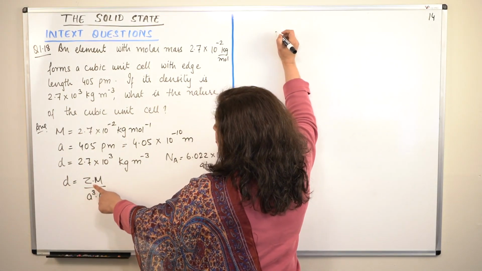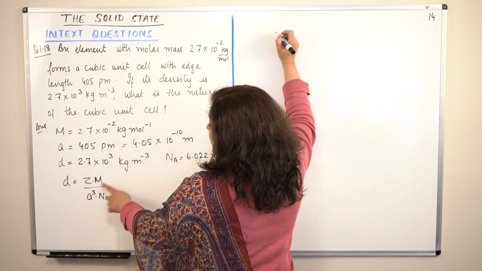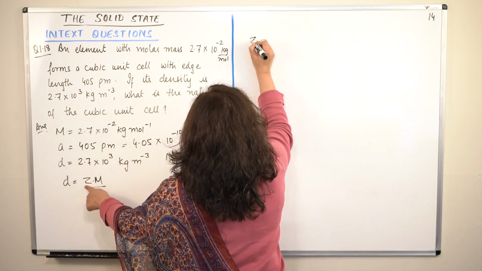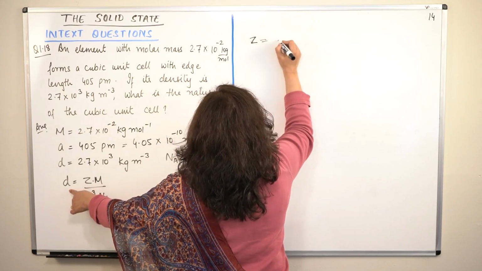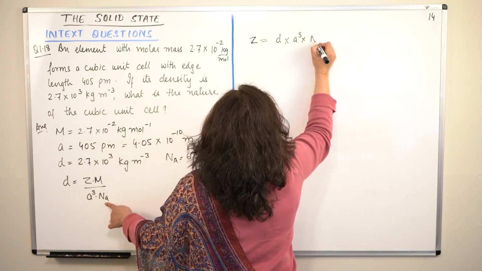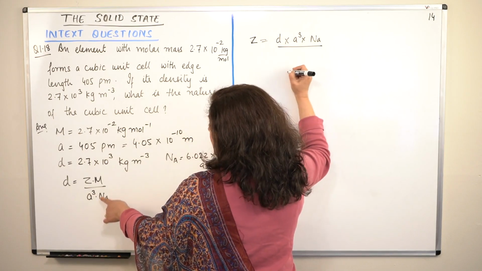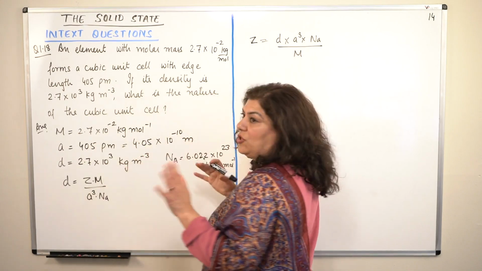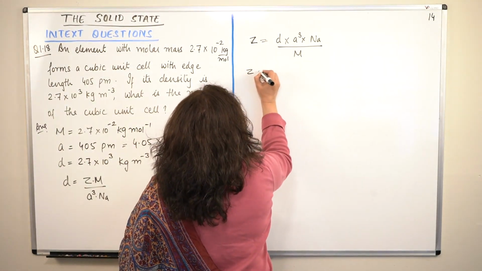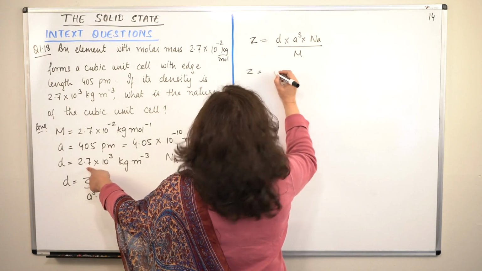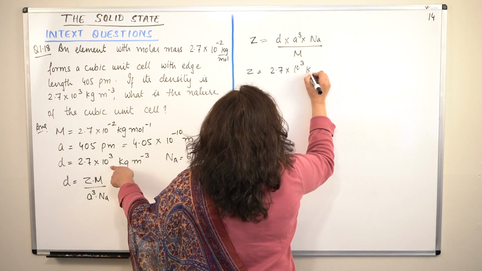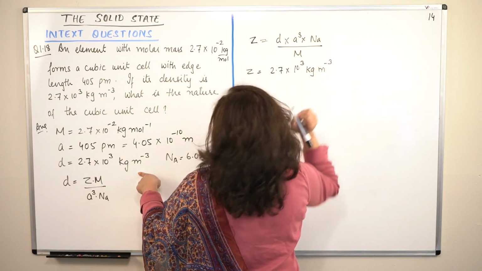So now if D is equal to Z M over A cube Na, then Z would be equal to D into A cube into Na upon M. We are just cross multiplying so that we get the value of Z. Now substitute all the values. Z would be equal to, what is the value of D? It is 2.7 into 10 to the power 3 kg meter minus 3.